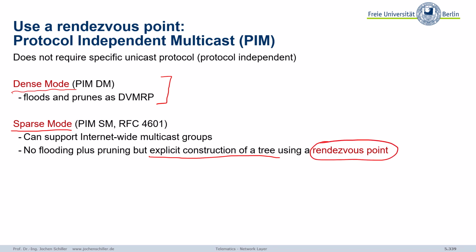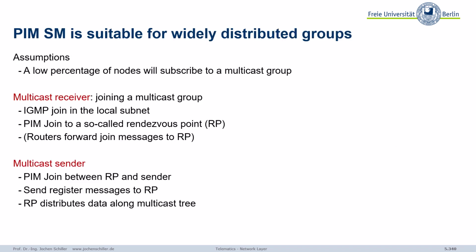The idea is to introduce an additional element. Okay, so dense mode operates with flooding, pruning, and sparse mode now introduces a new element. So now we focus on these more widely distributed groups. So a low percentage of nodes will subscribe. High percentage, that's our dense mode. Then we do flooding and pruning, because then flooding is worth doing because you have many participants. Here, a low percentage of nodes.